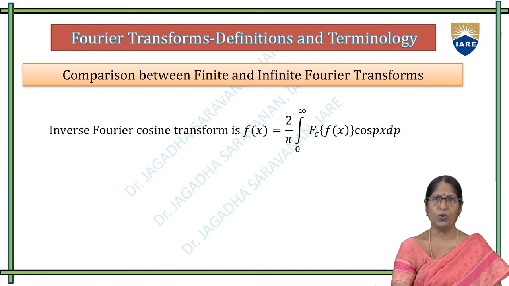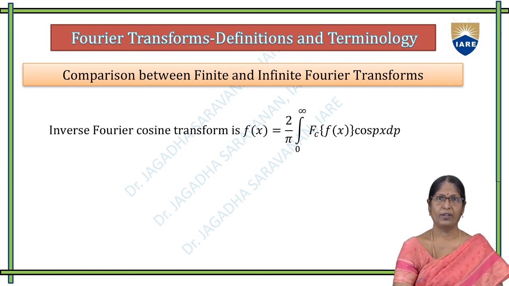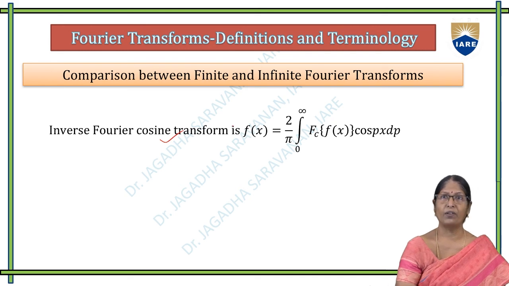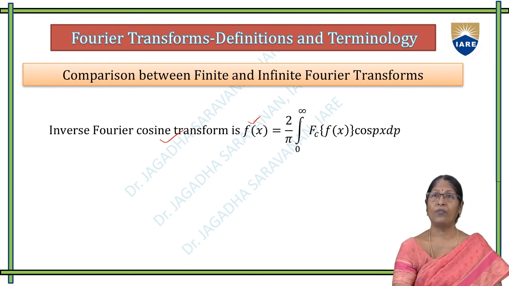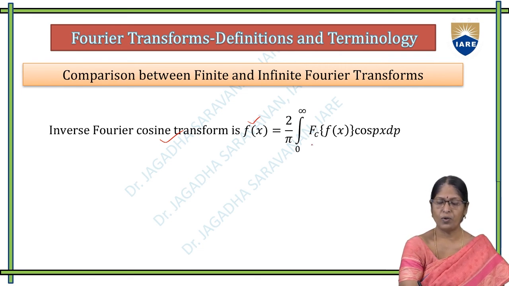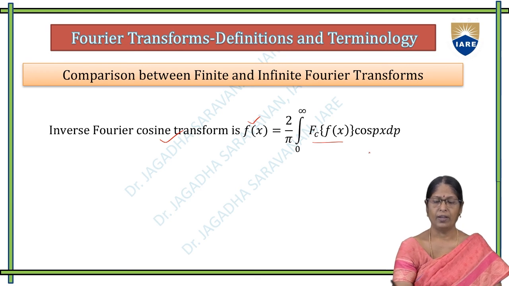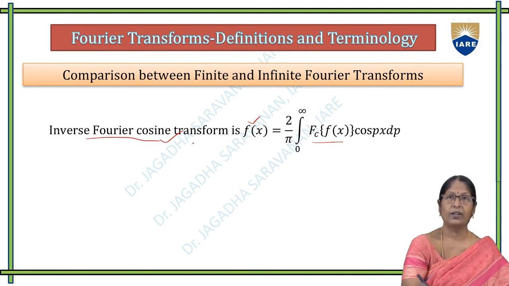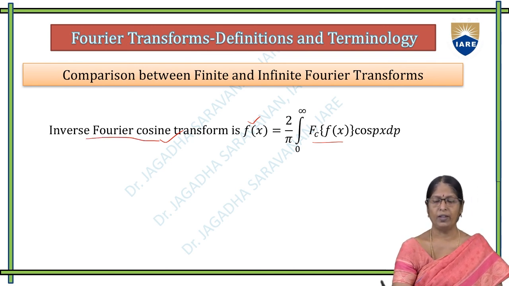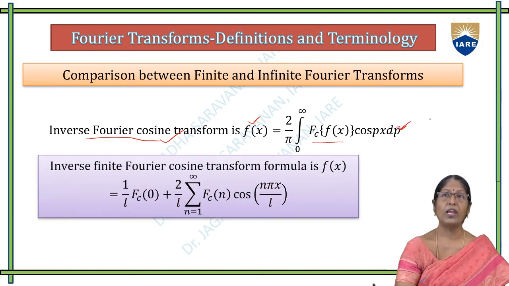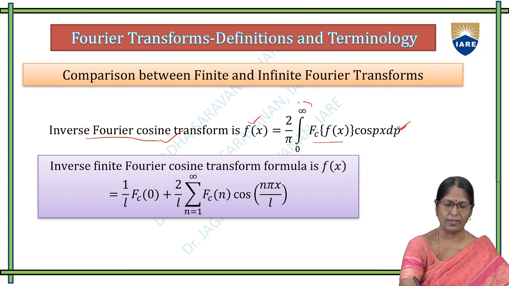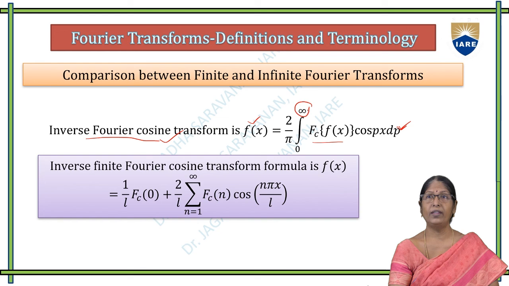The next one, we will take the inverse. We have taken Fourier cosine. For the inverse, the function will be outside and the Fourier transform will be under integration. Now Fourier cosine is under integration because we have taken inverse Fourier cosine, cos px dp. This is under infinite. We can see the infinity, which indicates it is infinite.